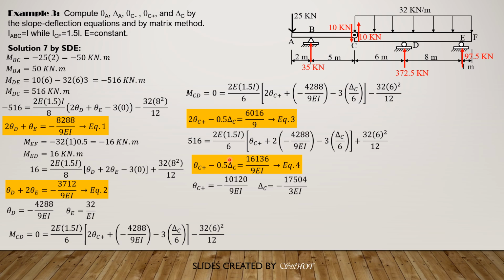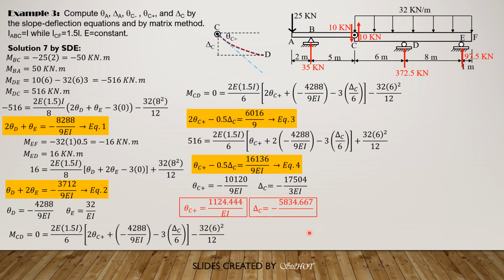So our final answer then is theta C is equal to positive 10,120 over 9 over EI, or in decimal that is equal to 1124.444 over EI, and delta C, because our assumption is wrong that C is above D, so it should be below. And below, or movement of C which is downward, is negative, so negative displacement, and express that in decimal, that's negative 5834.667 over EI.